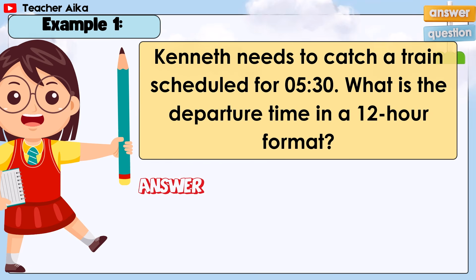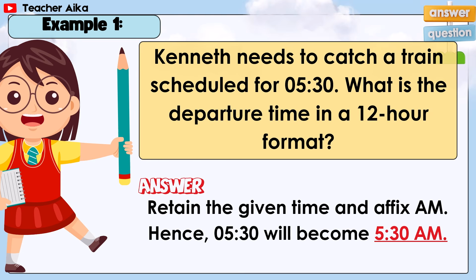Example number 1. Kenneth needs to catch a train scheduled for 5:30. What is the departure time in a 12-hour format? The answer, retain the given time and affix AM. Hence, 5:30 will become 5:30 AM.